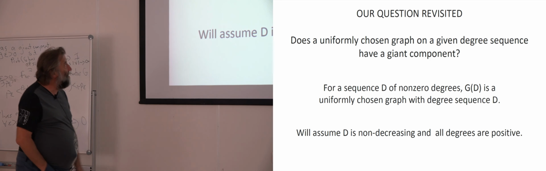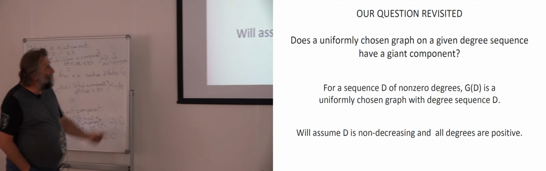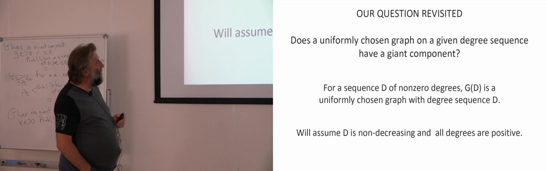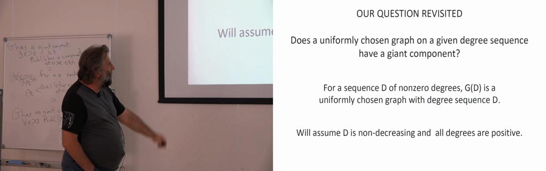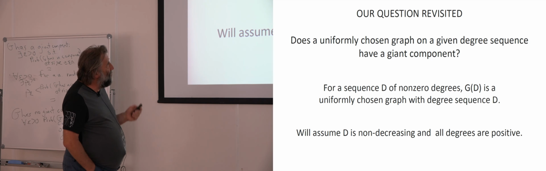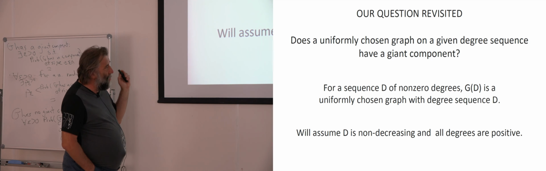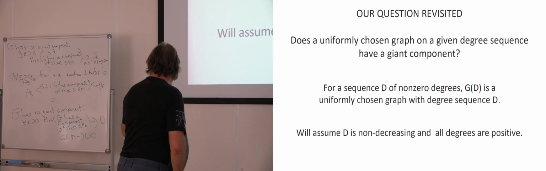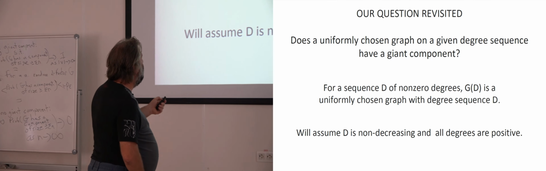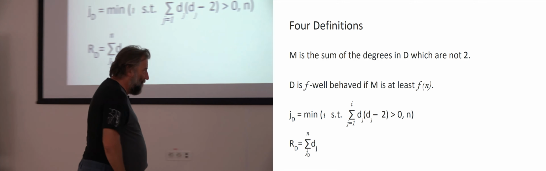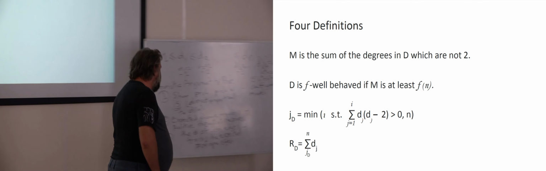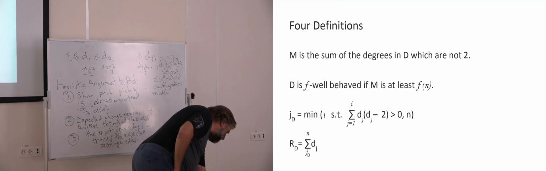So again, we've got a degree sequence. We're choosing a uniform graph with that degree sequence. D is non-decreasing, all positive, and we want to know whether or not we have a giant component. Okay, so in order to explain what the real answer is, we need 4 definitions.